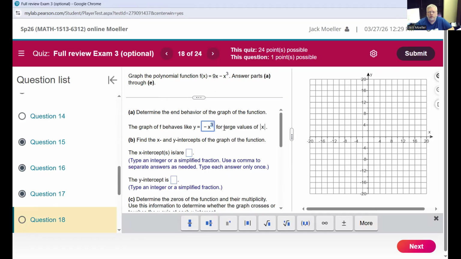So they're still not asking you what the end behavior is. They're identifying whether you know the important information that tells us the end behavior. Right. So I wish they would word it a little bit differently. Okay, now find x and y intercepts.